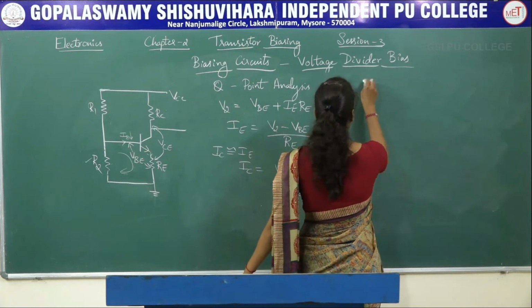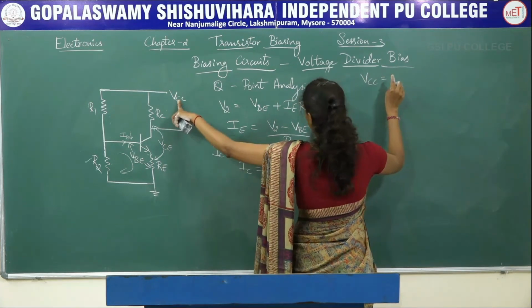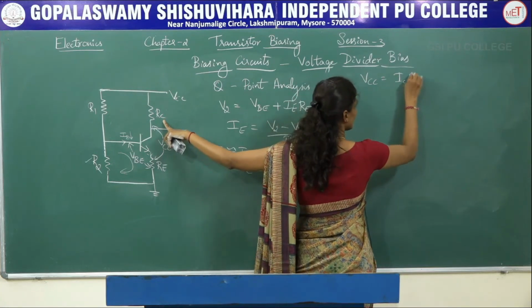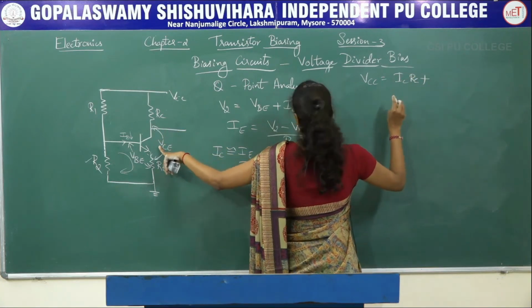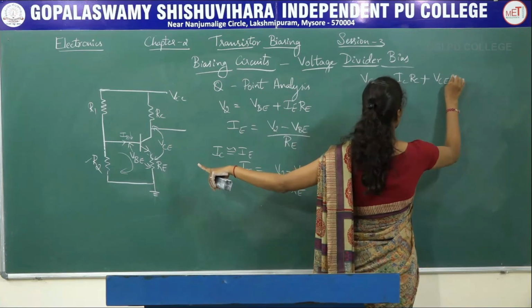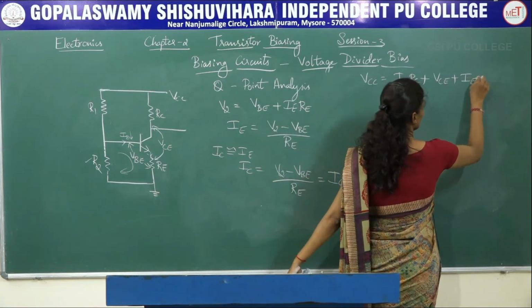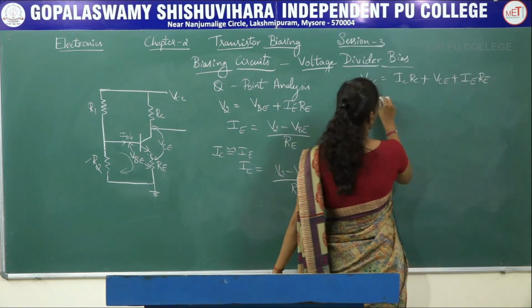Similarly, by applying KVL on the collector side, VCC equals the voltage drop across this resistor, that is IC into RC, plus this voltage drop VCE, plus the voltage drop across this RE, IE into RE.